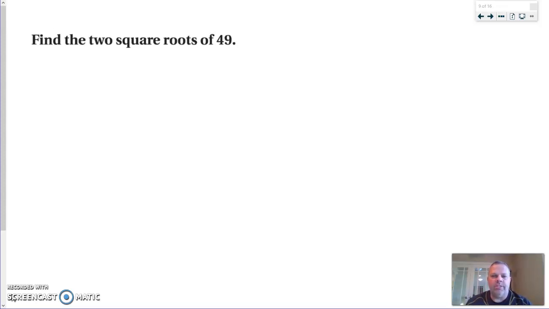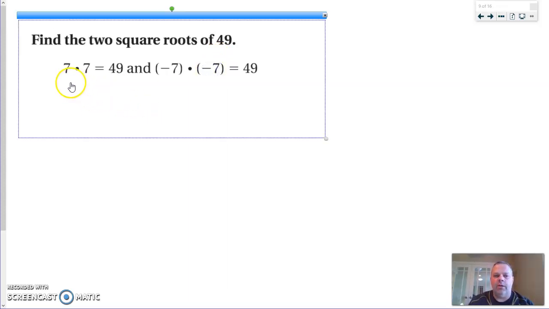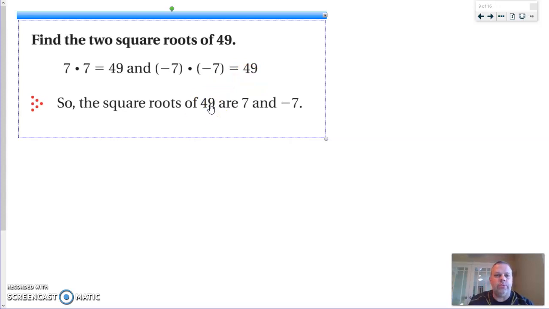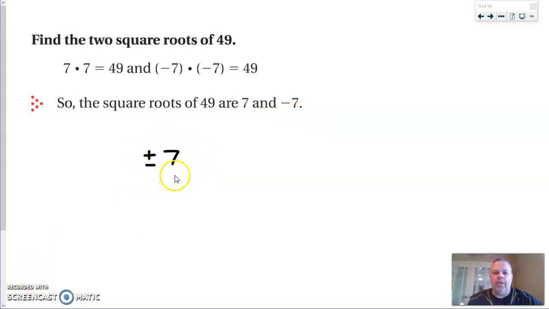A square root is something times itself that will equal whatever we're trying to find. In this case, 49. So we need two numbers that multiply together to equal 49. So we have 7 right here because 7 times 7 is 49. And we can also find the negatives. So we can have -7 times -7 is also 49. So our square roots of 49 are 7 and -7. You may also see it written plus or minus 7, because that means the same thing.